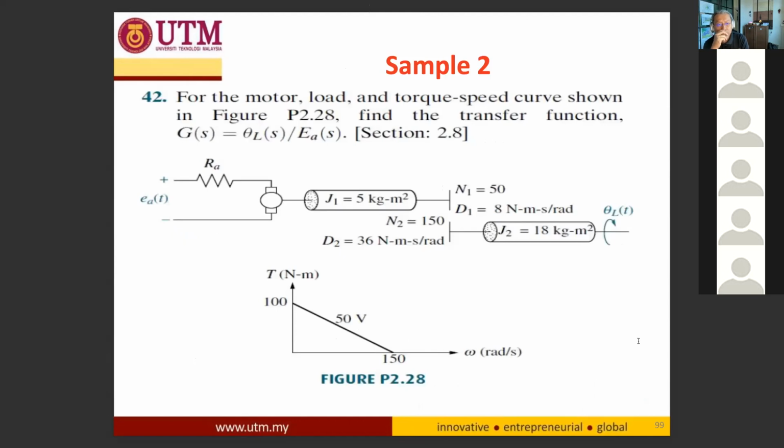Sample number 2. We have an armature circuit, inductance 0. The motor inertia is 5. The viscosity of the motor is 6. And the inertia of the load is 18, and the viscosity damper is 8. Okay.